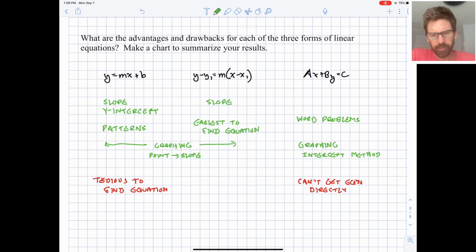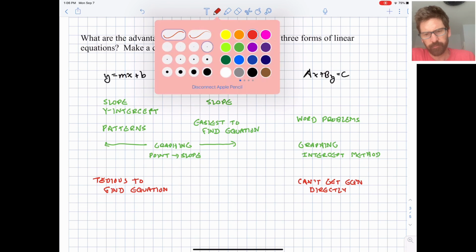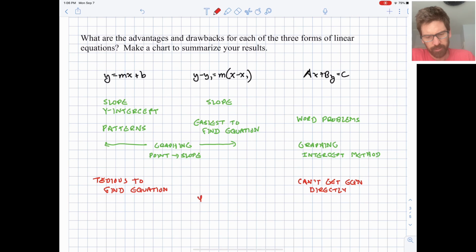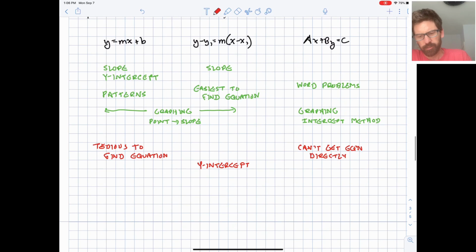I think another disadvantage, though, of point slope form is finding the y-intercept. It's not immediately available, and the y-intercept is not immediately available for standard form. And then additionally, the slope is not immediately available for standard form. We have to do a little calculation to find out what it is. And just looking things over, I think those are probably a pretty comprehensive set of pros and cons for the three different forms of linear equations.